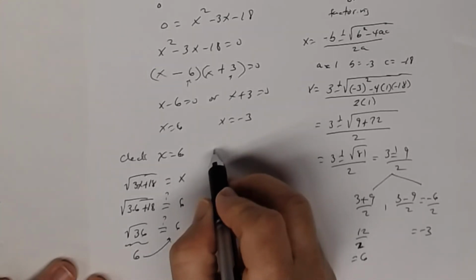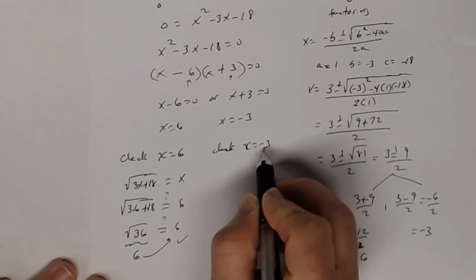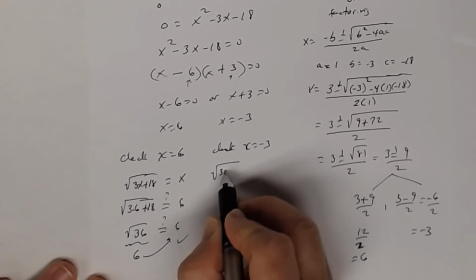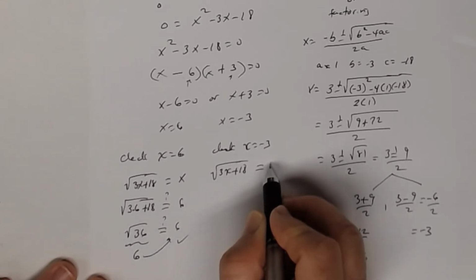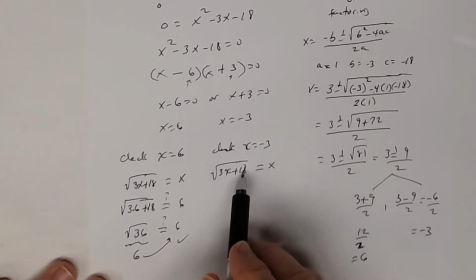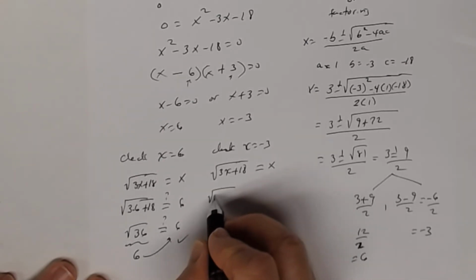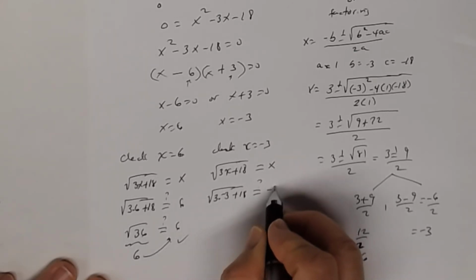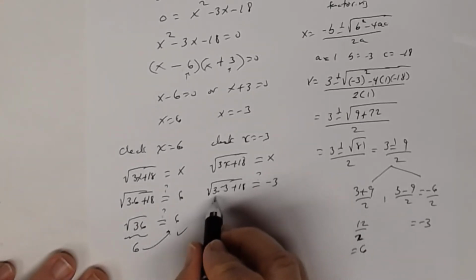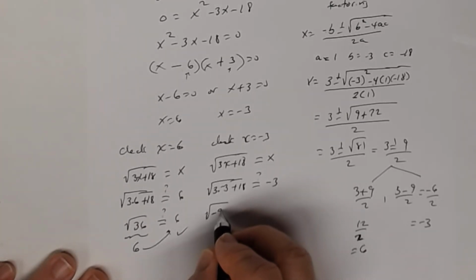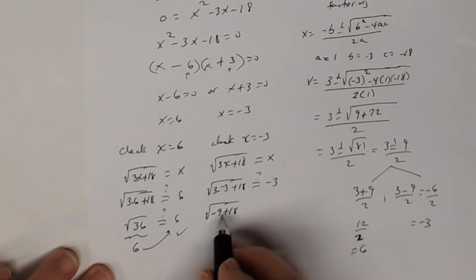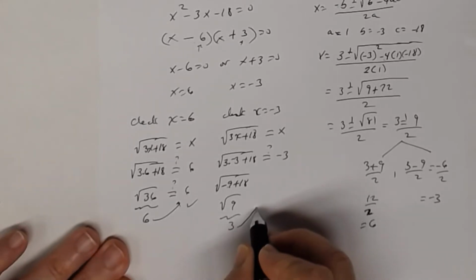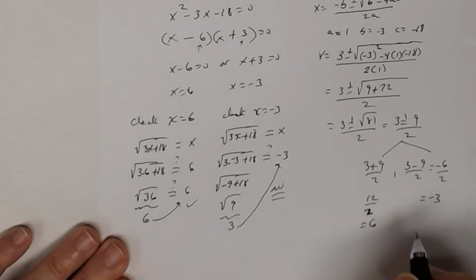Then I go here, and I check x equals negative 3. So I go back to the original, the square root of 3x plus 18 equals x. Where I see the variable x, I substitute negative 3. So I get the square root of 3 times negative 3 plus 18, and I want to see if that's going to equal negative 3. Well, 3 times negative 3 is a negative 9. So I get the square root of negative 9 plus 18. Negative 9 plus 18 is 9. So I get the square root of 9, and the square root of 9 is 3. But 3 does not equal negative 3.